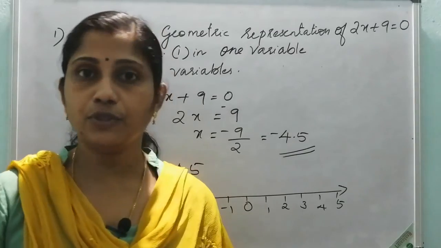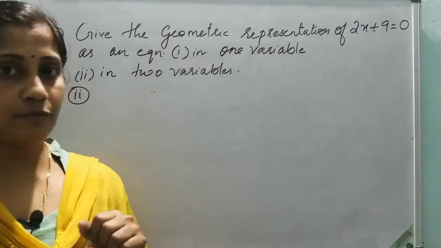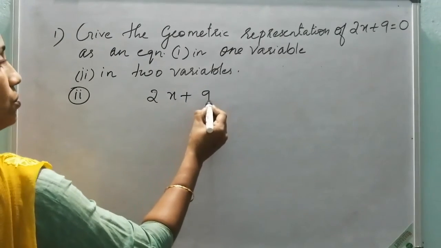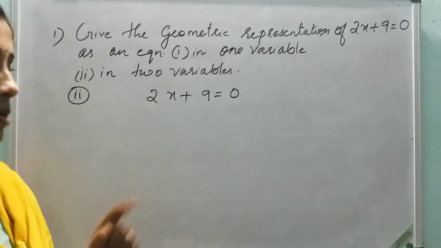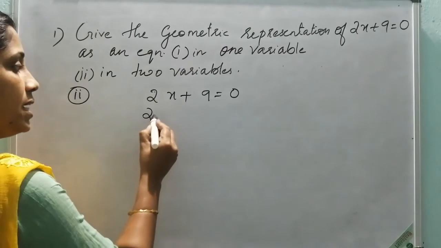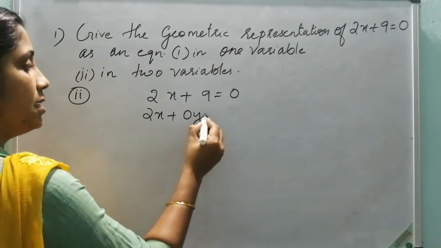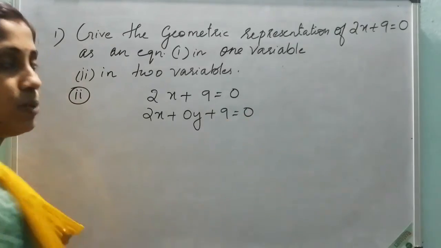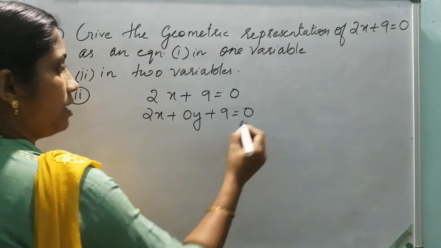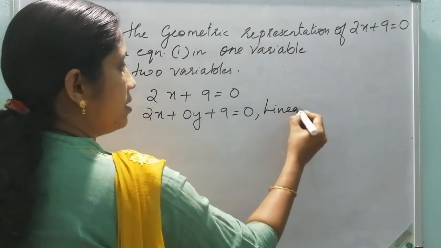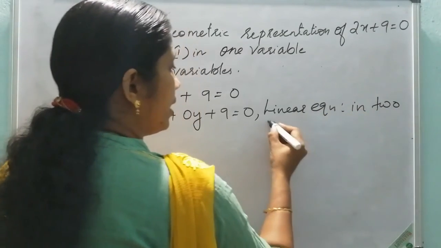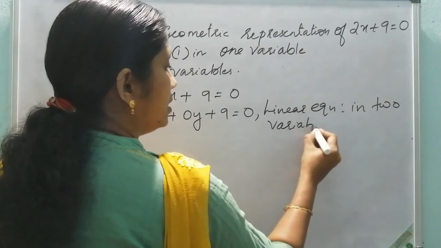Now, we can draw the graph for this one. In two variables, you have to represent. First, the question is 2x plus 9 is equal to 0. How can we represent it in two variables? Only one variable is there. So, you have to put 0 for the y term there. So, it is 2x plus 0y plus 9 is equal to 0. That is a linear equation in two variables.